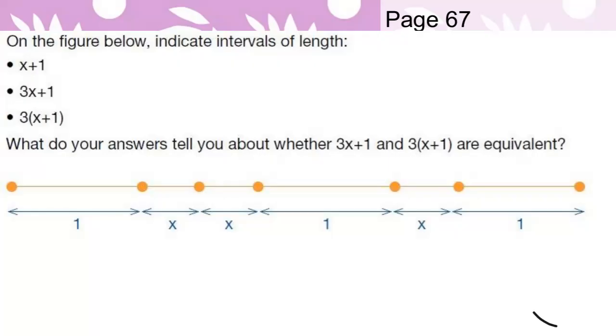Do I have a volunteer that would like to come to the board and show me x plus 1? You are so good about volunteering. We've got to share the wealth, though. We need to let others participate. Well, they don't want to. Like people I know, I never know their name because they never say much. Amani, can you come up and show me x plus 1? No? Want to try?